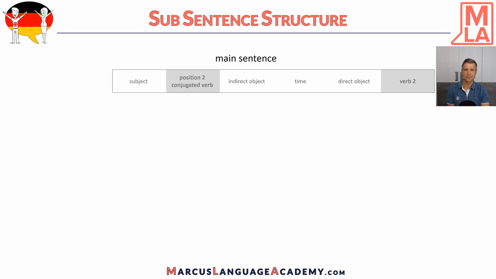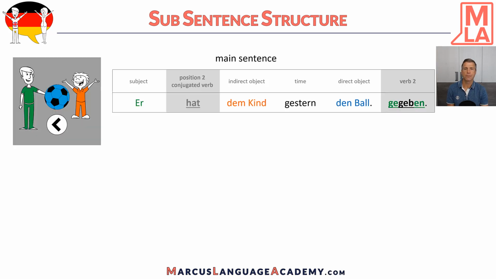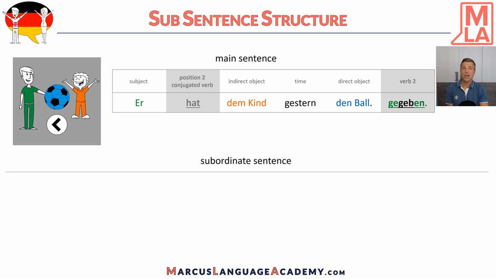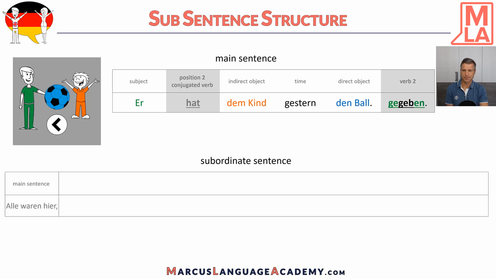But let's see what happens if we have a second verb in the sentence. Let's see an example for a main sentence, for example in past tense: Er hat dem Kind gestern den Ball gegeben. He has the kid yesterday the ball given. You see the second verb here is already at the last position. So let's see the change for a sub-sentence.